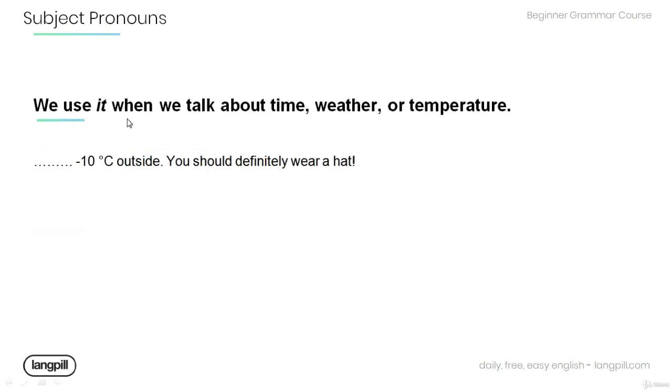Remember that we can also use "it" when we talk about time, weather, or temperature. Have a look at the following sentence and fill in the blanks using the proper subject pronoun. "Minus 10 degrees Celsius outside. You should definitely wear a hat." It's minus 10 degrees Celsius.